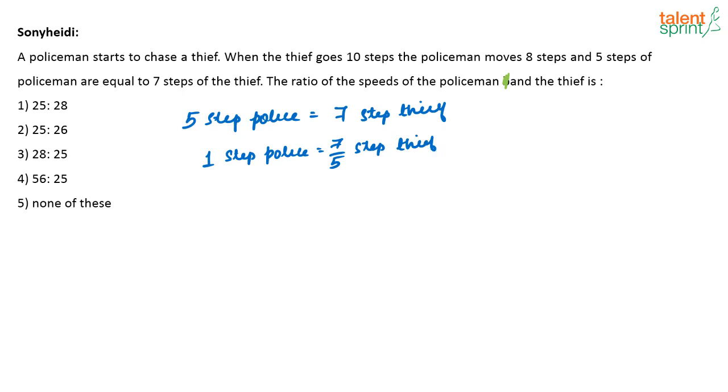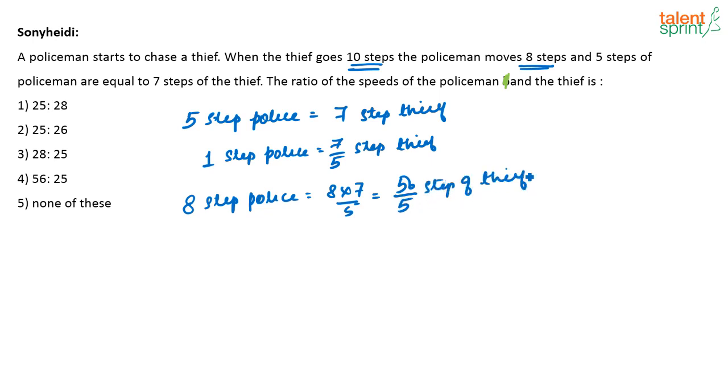Now what is given here? When the thief goes 10 steps, the policeman moves 8 steps. How many steps does the policeman move in terms of the thief? See, 1 step of the police is equal to 7 by 5 step of the thief, or I can say 8 steps moved by the police is equal to 8 into 7 by 5, correct? Or that is nothing but 56 by 5 step of the thief. Okay, now what is the question?